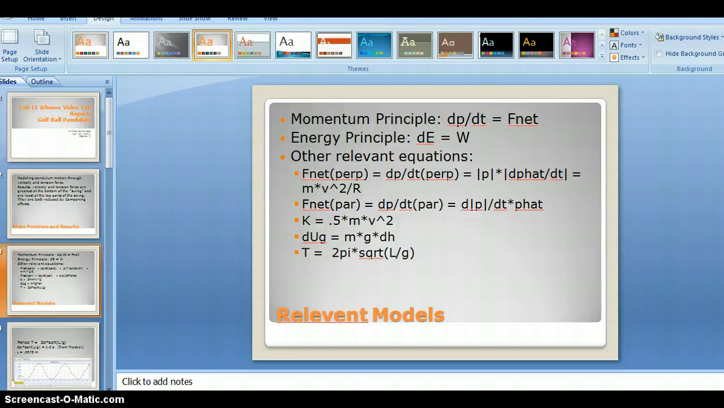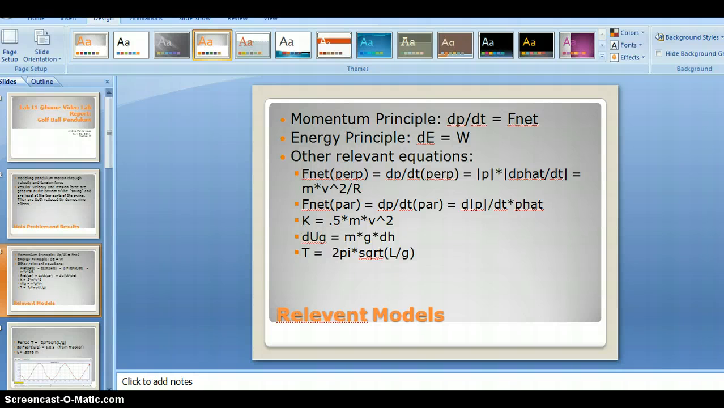So the relevant models are the momentum principle, dp/dt equals F net, and the energy principle: the change in energy is equal to work done by the surroundings. Other relevant equations are F net perpendicular to the motion equals dp/dt perpendicular, which is itself equal to the magnitude of momentum times the rate of change of direction of momentum, which is also equal to the mass times the velocity squared divided by the radius of the kissing circle, which we'll see is simply the length of the rope.